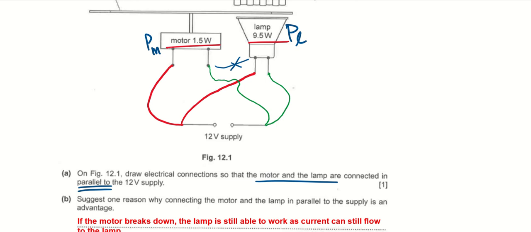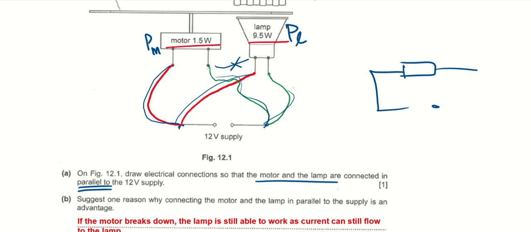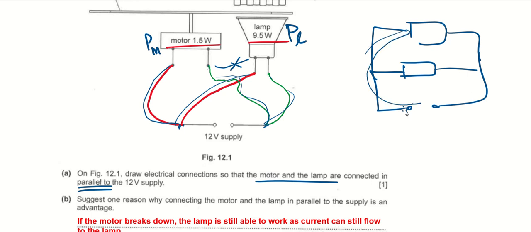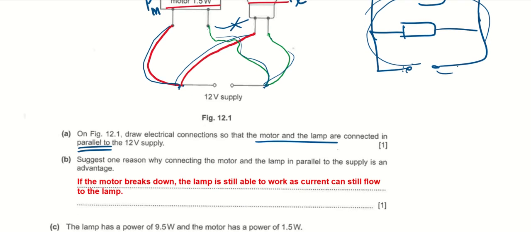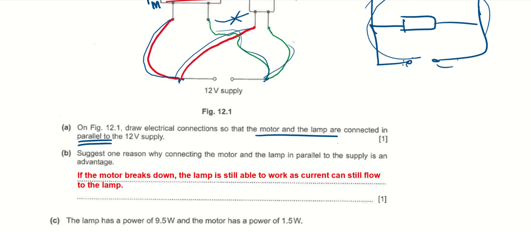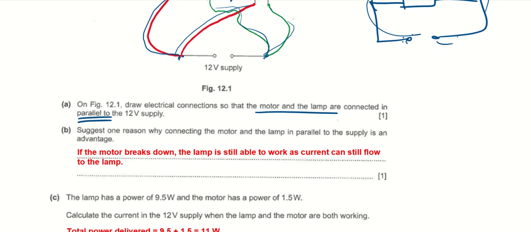So the red color one, you see for this one, it is connected to 12 volts for the motor, and the other side they use green color, they connect to the other end. For the lamp, one side is red, the other side is green, and now they are connected in parallel. They may not always have it drawn nicely like that, like in the previous question. They may not be, okay, but as long as they share one connection and the other connection, then it should be parallel. So just one reason why connecting motor and lamp in parallel is an advantage.